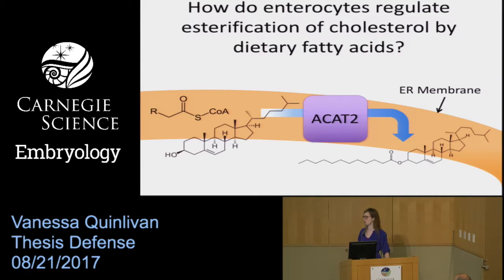If there's too much cholesterol in the ER membrane, it's going to be necessary to get rid of it to keep the cell functional. So ACAT will link up cholesterol with this acyl-CoA, which is an activated dietary fatty acid. It means it's ready to form a bond to another molecule. It'll put it into a cholesterol ester, and it'll package it out into a storage structure.